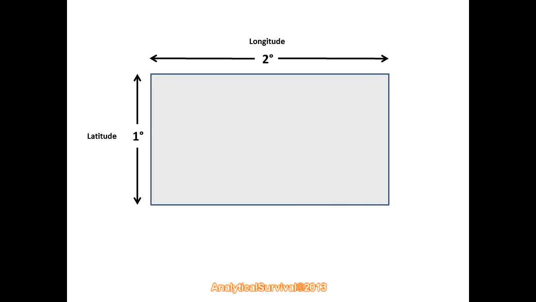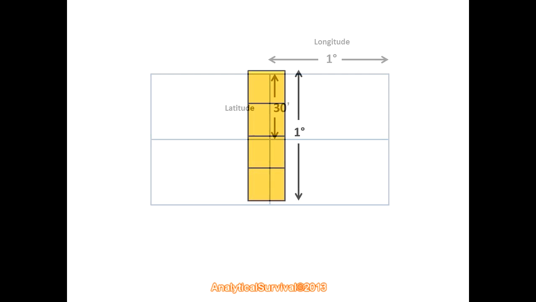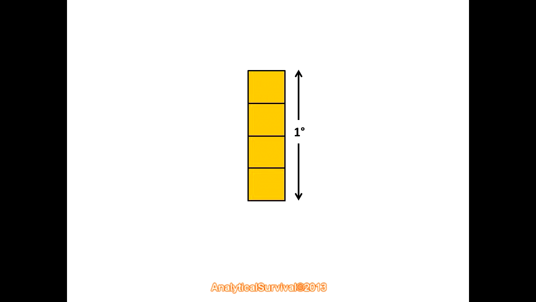Now let's take that same 1 by 2 degree and subdivide it into quarters. Okay, good. Now, in this configuration, one of these quarters measures 30 minutes latitude by 1 degree longitude. Now, note that I said 30 minutes and not a half degree. That's because degrees are properly subdivided into minutes. 1 degree contains 60 minutes. In addition, 1 degree is commonly measured in quarter chunks. So here's 15 minutes, 30 minutes, 45 minutes, and finally 60 minutes, or a full 1 degree.